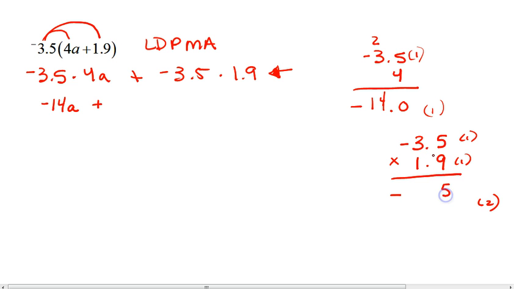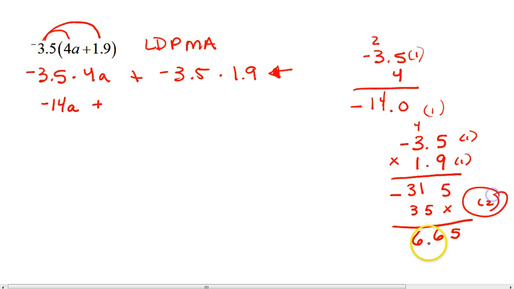5 times 9 is 45, carry my 4. 3 times 9 is 27, plus 4 is 31. Now I'm multiplying the tens place, so I've got to start there. 5 times 1 is 5, 3 times 1 is 3. I have 5, 6, 6. I need 2 decimal places, so my decimal is going to go here.